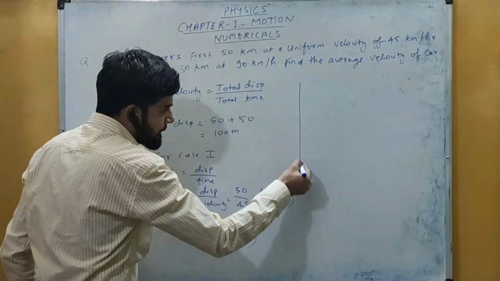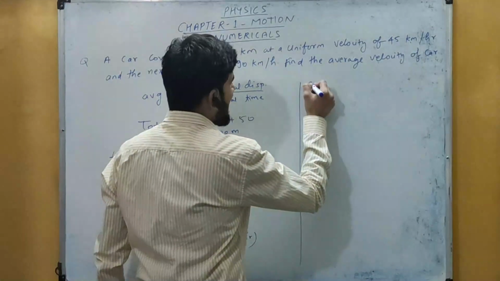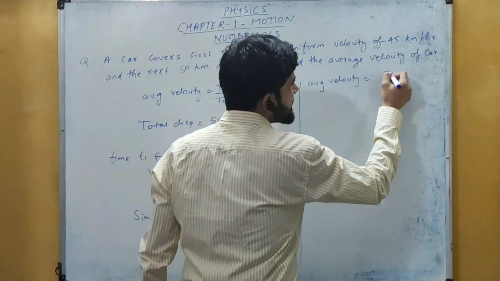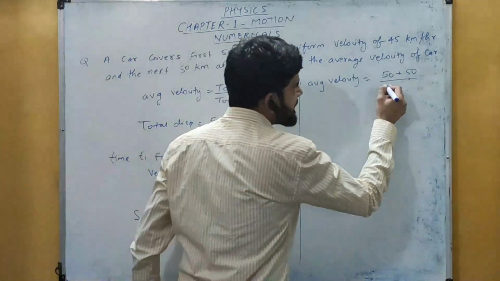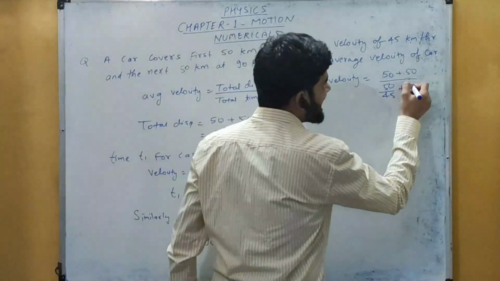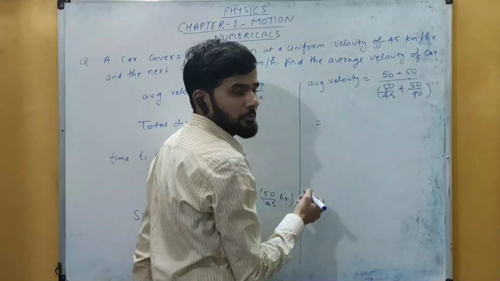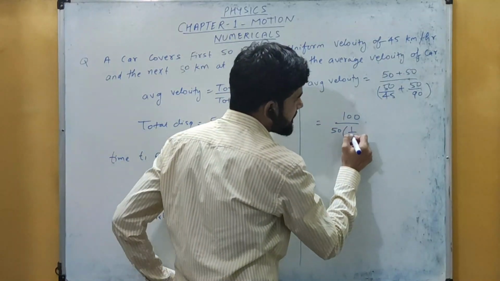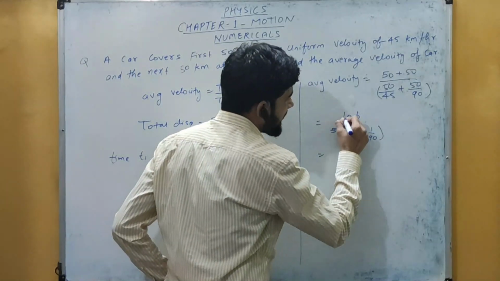Okay, now we'll put the values of total displacement and total time in the formula. So the average velocity, so the total distance, that is 50 plus 50 divided by total time. Total time will be 50 by 45 plus here 50 by 90. Okay, we'll solve it. So in the numerator we'll get 100, denominator 50 common ले लेते हैं, कितना बच जाएगा 1 by 45 plus 1 by 90.